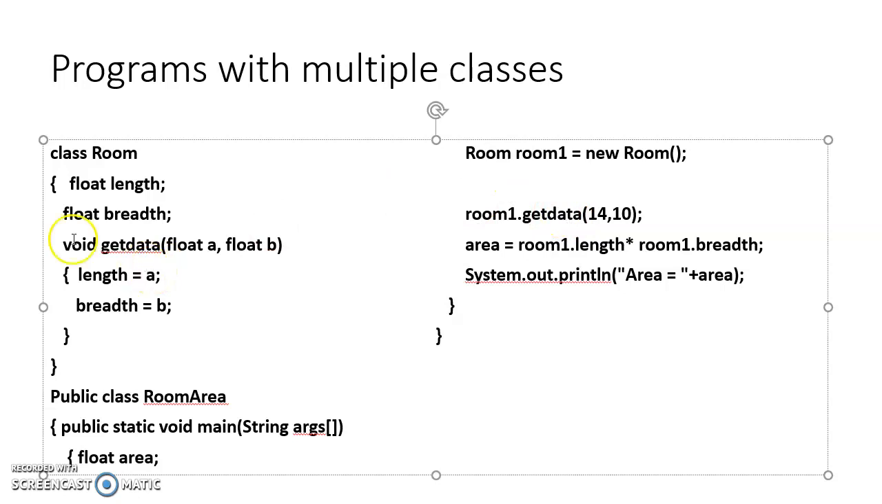So you have to use the object of this particular class called room to run this function called getData, and you're passing a value over here, room1.getData(14, 10). Now when this value is passed, you can see that the length will be stored with 14 and breadth will be stored with 10, and as you see over here, the value expected to be displayed is 140.